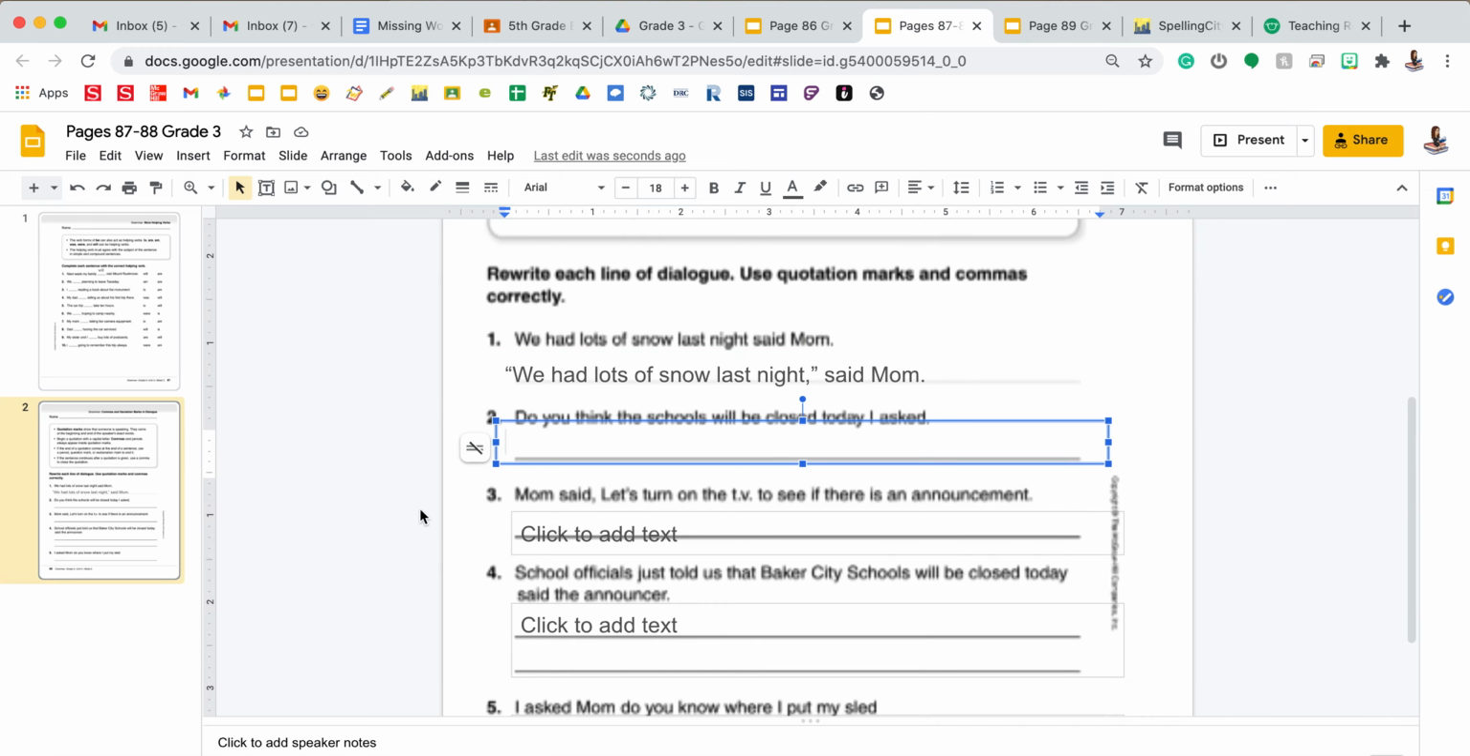Let's look at number two. Do you think the schools will be closed today? I asked. So in this sentence, I am asking a question. I can put a question mark inside of quotation marks, whether it's at the beginning or the end of my sentence.